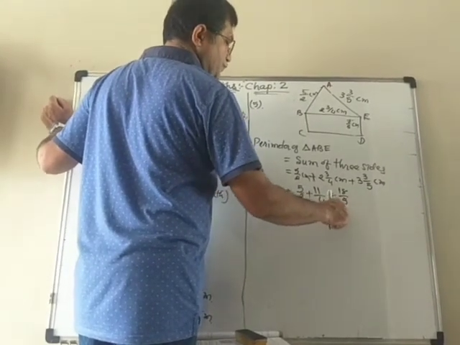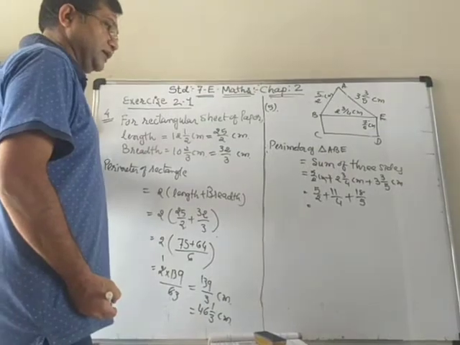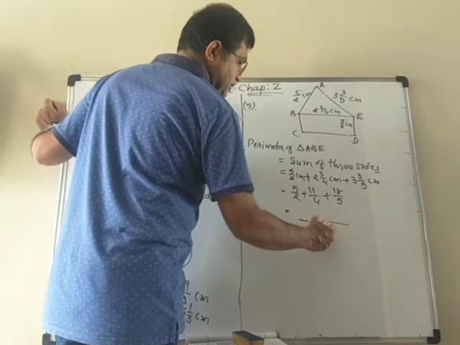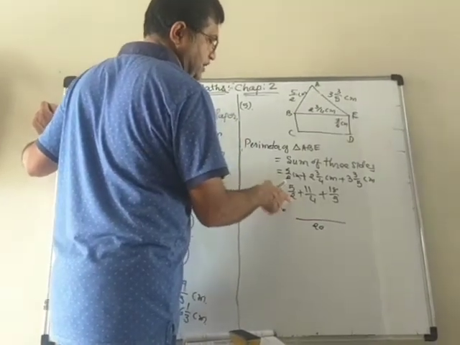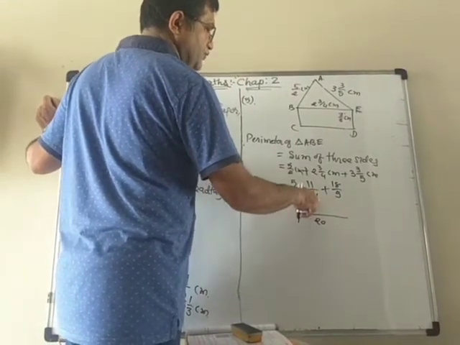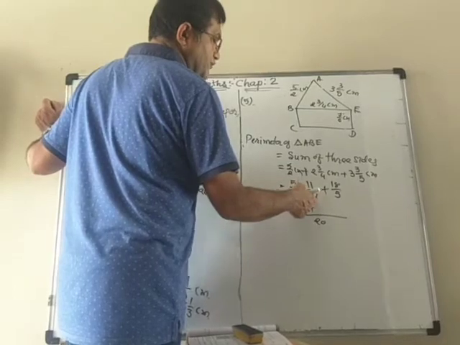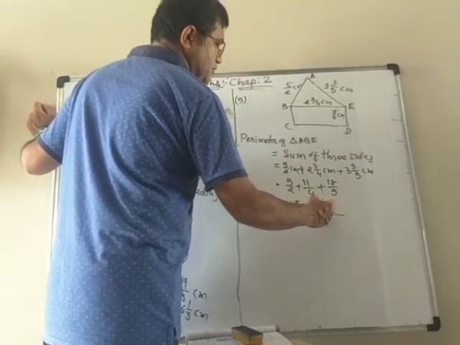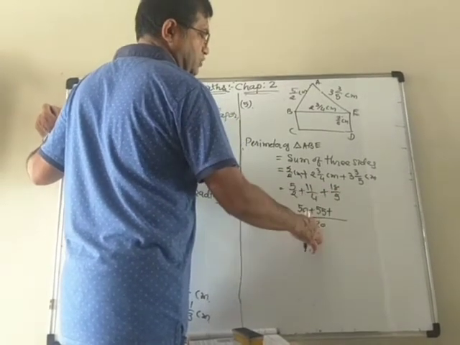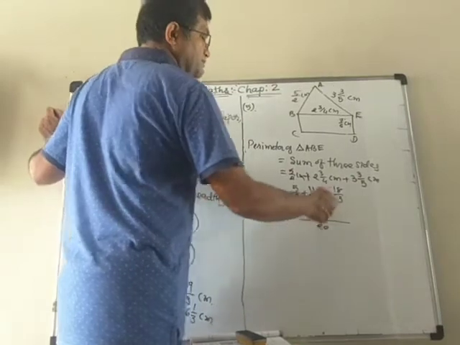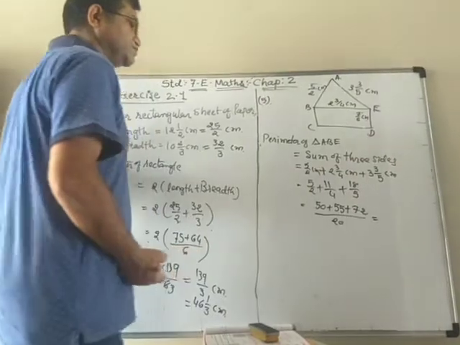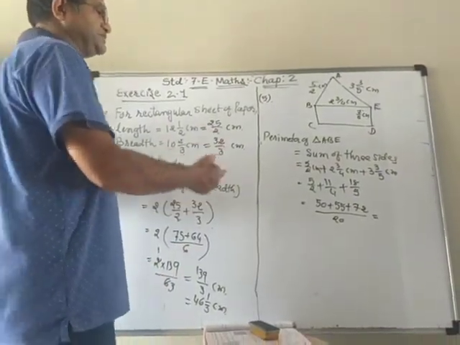Now LCM of 2, 4 and 5. It will be 20. So we will write down 20 here, and you know that 2 means 2 tens are 20. So we have to multiply 5 with 10. 10 5s are 50. 4 5s are 20, which means we have to multiply with 5. 5 multiplied by 11 is 55. And here it is 5, so we have to multiply by 4 to get 20. So 18 4s are 72. So now we have to add them. 50 plus 55 plus 72.